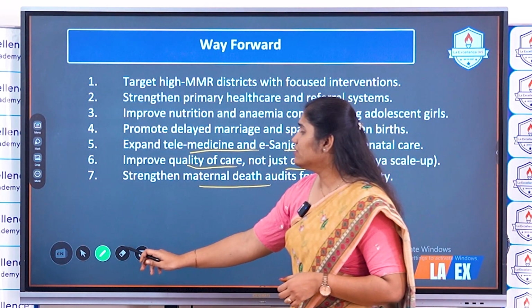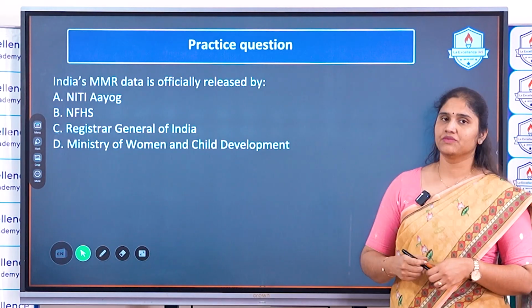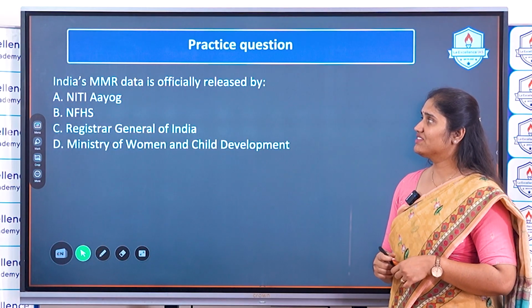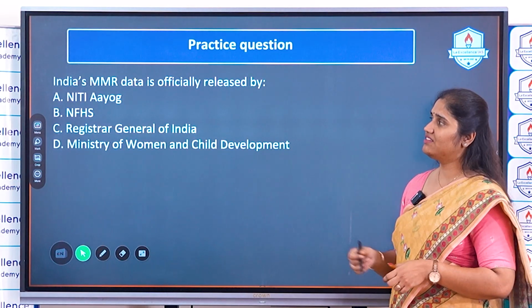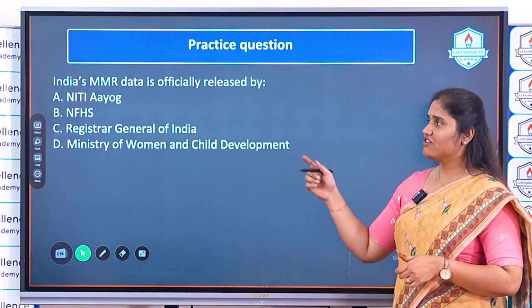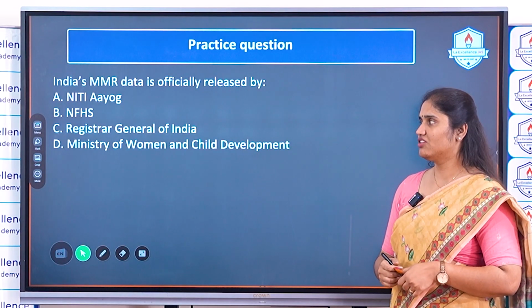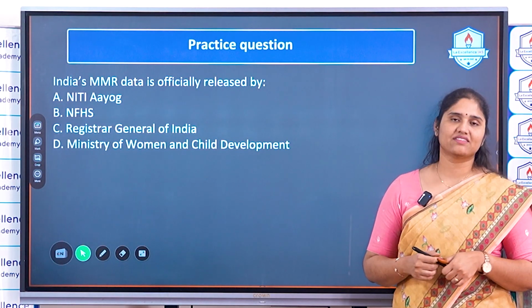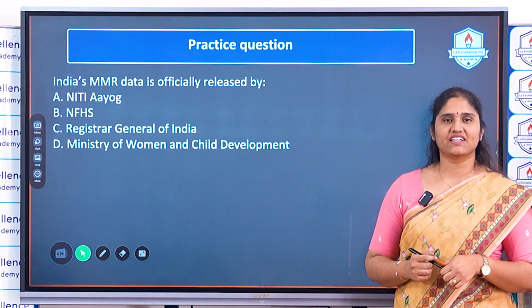Let us observe one practice question. India's MMR data is officially released by: A. Niti Aayog, B. NFHS, National Family Health Survey, C. Registrar General of India, D. Ministry of Women and Child Development. Do comment the right answer.